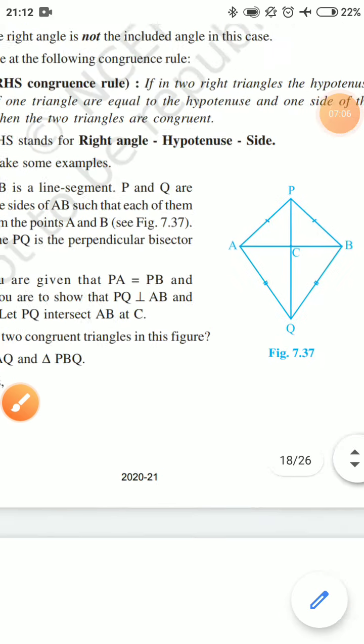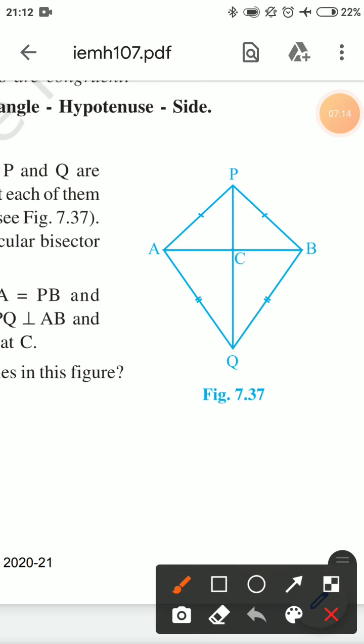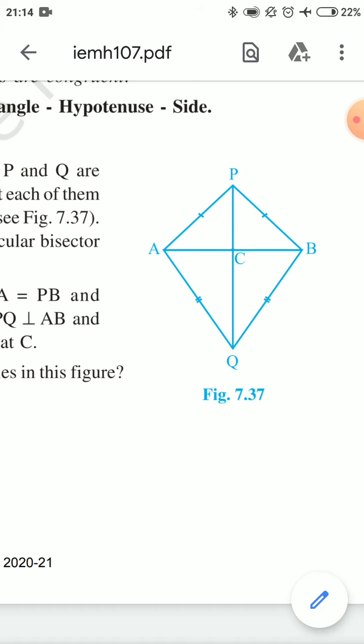Now if these two triangles, that is PAQ and PBQ, are congruent, we can say that their corresponding parts will also be equal, which means this angle will be equal to this angle, and this angle will be equal to this angle. Alright, and this angle PAQ will be equal to angle PBQ, right?